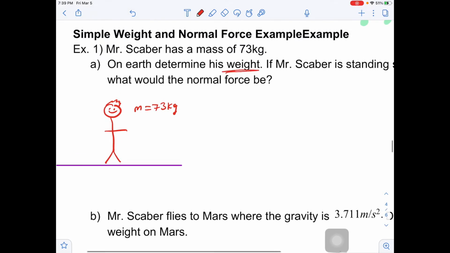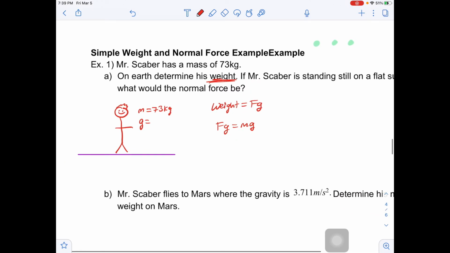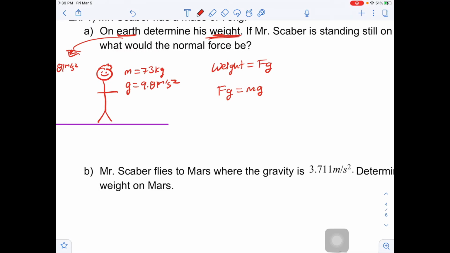Now, it wants us to find weight. Remember, weight is simply equal to the force of gravity. Our force of gravity equation is mg. Now, g here can change depending on where we are and what planet we're on, but we're on Earth. Since it didn't tell us g specifically, but it just told us Earth, we can assume that it's 9.81 meters per second squared. Now it's a matter of just plugging it in. So my force of gravity is mg, my mass is 73 kilograms, and my gravity is 9.81 meters per second squared.